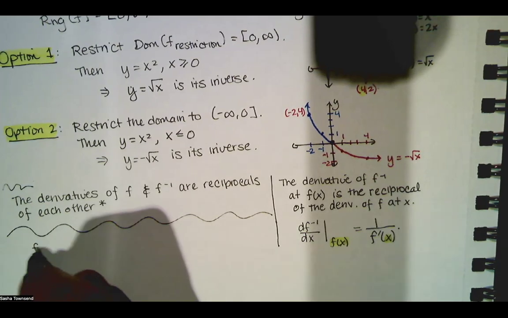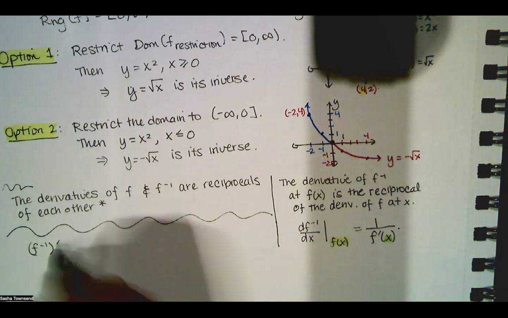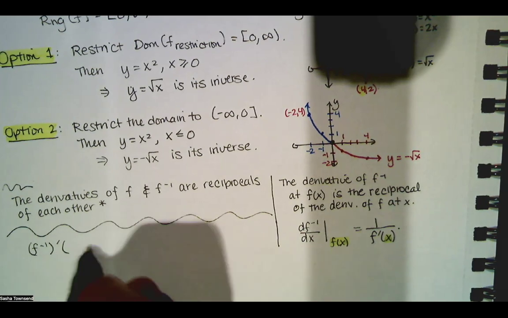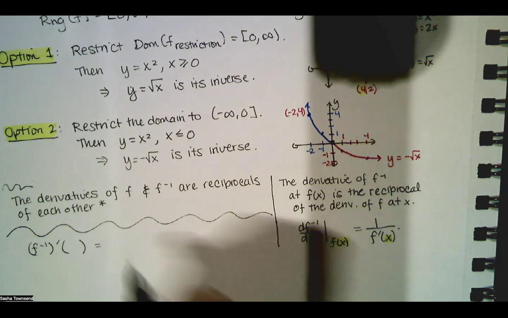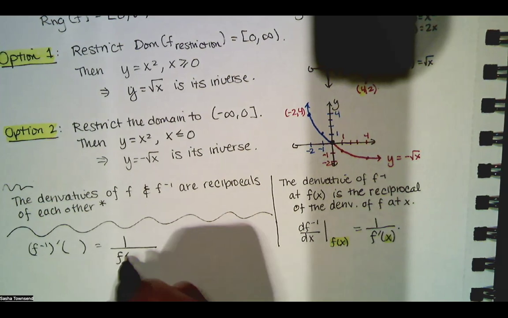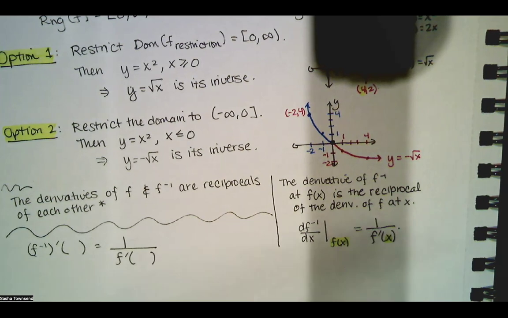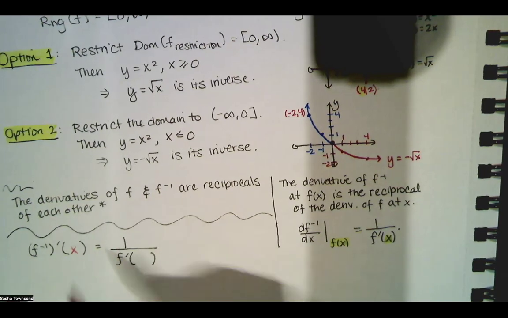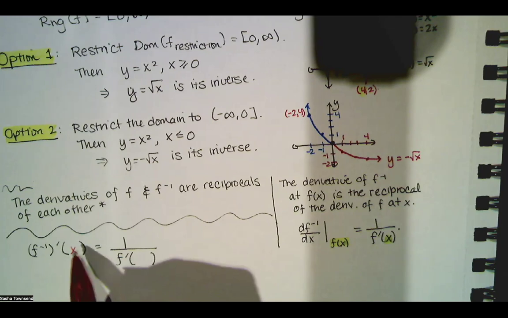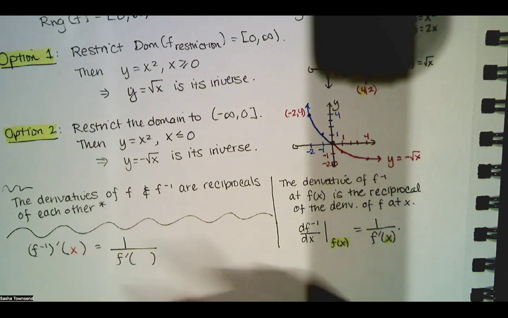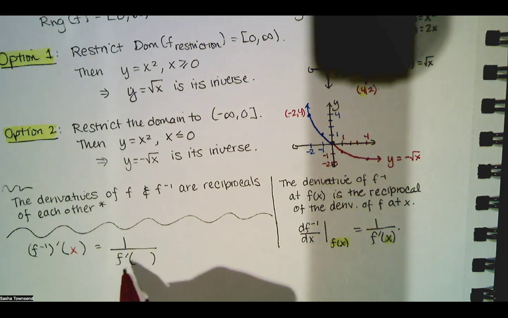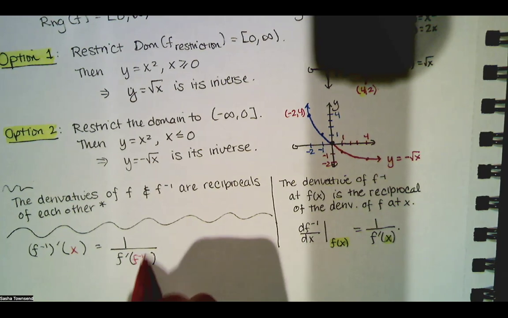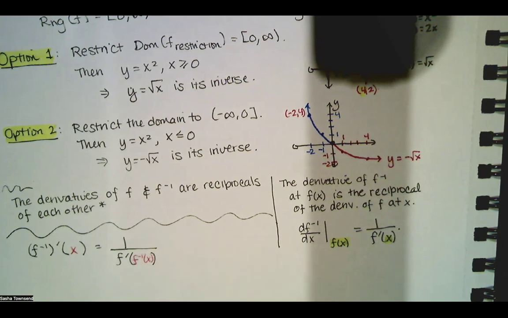I think I'll write it like this. I'll just use prime notation. The derivative of f inverse at x this time is the reciprocal of the derivative of f. But again, we have to be careful. Now I want to use an x value in the domain of f inverse. Well, this is going to be equal to the derivative of f at a y value in the domain of f inverse. So this is f inverse of x. Does that make sense?